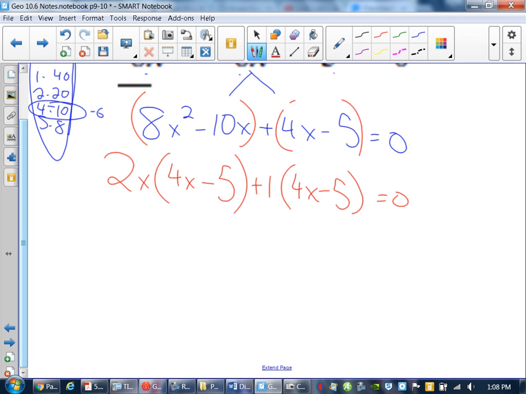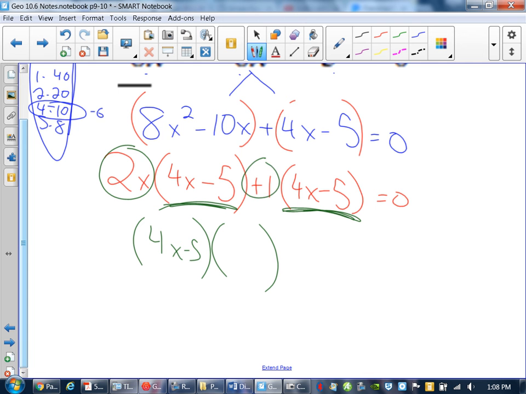Now is when you have to double check your work. Are the two things that are in parentheses the same? Yeah. That's a good sign. That's a really good sign. That means you're on the right track. So if those two things are the same, what you want to do then is just write it down. And what's left over that's not in parentheses? 2x and a 1. 2x plus 1.